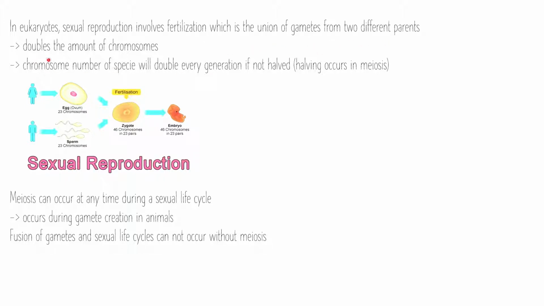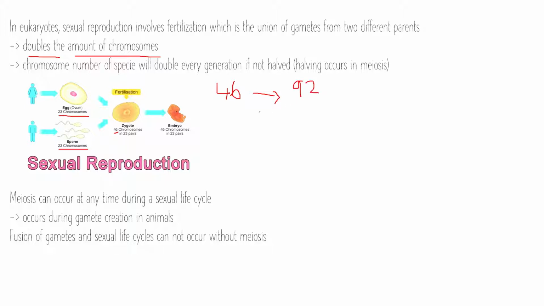So the amount of chromosomes is going to double. So if I get my pen again, so let's say this egg cell, we know it's a gamete, so it's going to have 23 chromosomes, and so is the sperm cell. And when they fertilize, the union of the gametes from 2 different parents doubles the amount of chromosomes. So this zygote is going to have 46. The chromosome number of species would double every generation, if not halved. So let's say we have 46 chromosomes in a species, and the next generation, it's going to be 92.